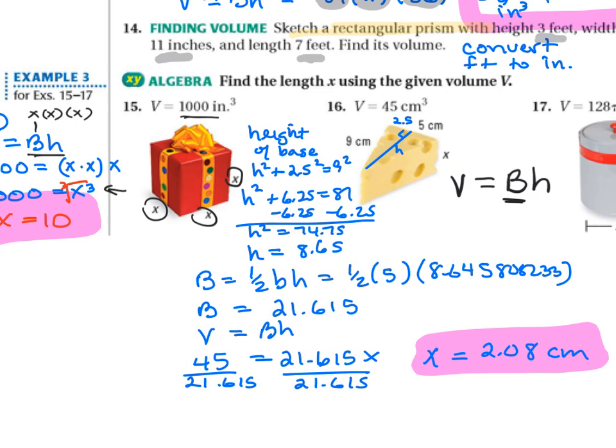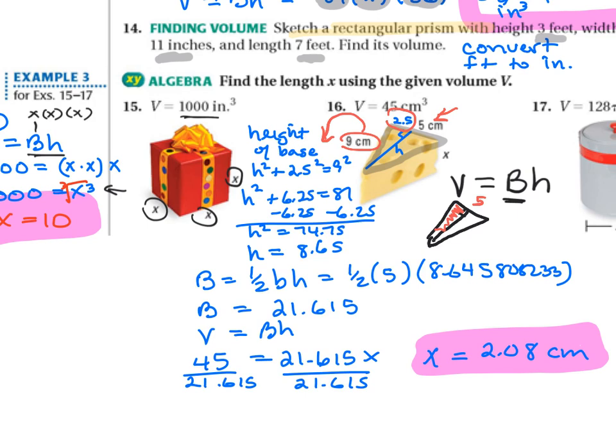So what I did was I took my triangle base. So if I take this off, and then I draw in a height. Now what I'm going to do, in order to find the height, I've got a right triangle here. So I bisected this 5 and made it 2.5. And then my hypotenuse was 9. So then I did the Pythagorean theorem to find the height of the base.